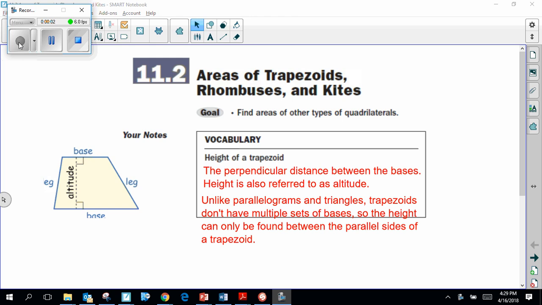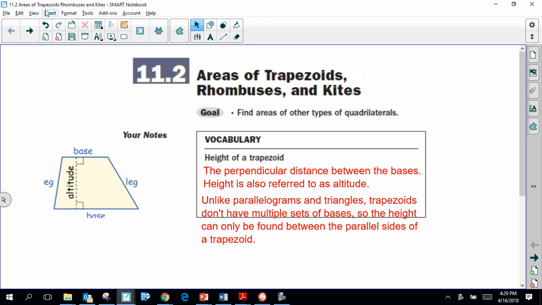Hey everybody, this is Mr. Piercy, and in this video lesson what we're going to be looking at is how we find the area of trapezoids, rhombuses, and kites.